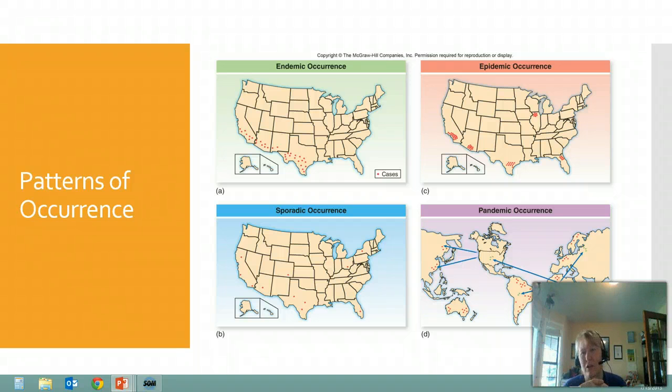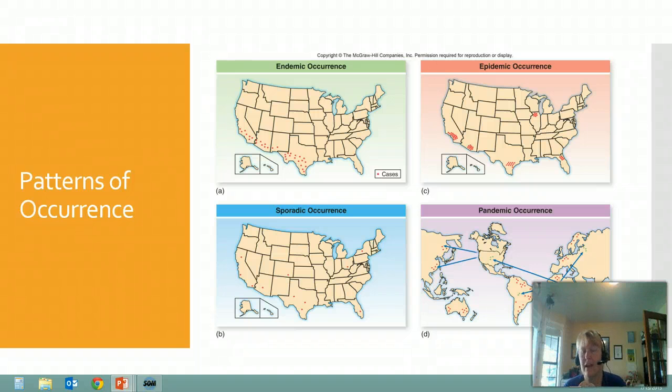When we have an endemic occurrence, that's when it's spread regionally. So there's a specific region of people that have a specific disease. For instance, West Nile virus is not going to be found in certain areas of the country, so that could be an endemic occurrence for the areas that do have West Nile virus present. It's regional, but it's the baseline levels that we always expect to see.